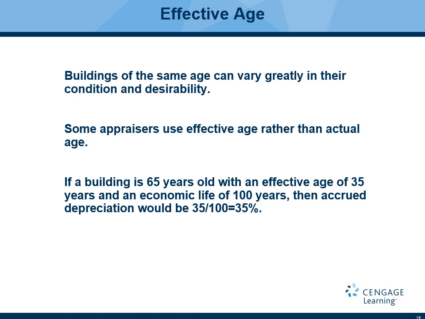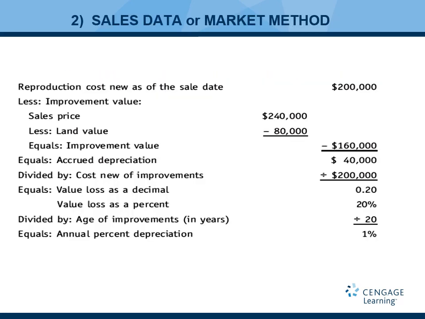In the example here on this slide, we have a building that's 65 years old. That is the actual age, but it's been really well taken care of. So the effective age is only 35 years. The economic life would then be only 35%. So as an appraiser, that experience and being able to figure out what the effective age of a house is, given the improvements or additions or renovations or whatever it is that they've done to the property, that's going to make a difference. Sales data or market method looks at the sale price versus the replacement cost.